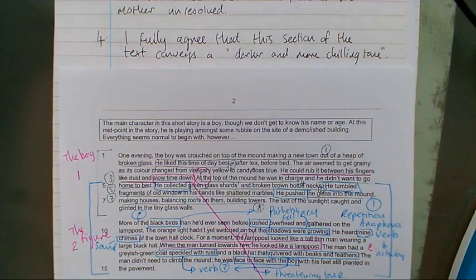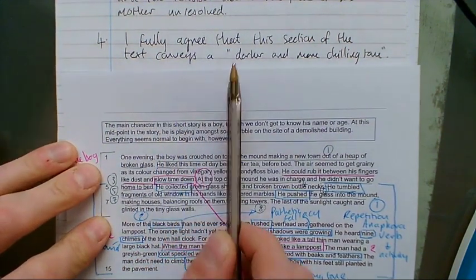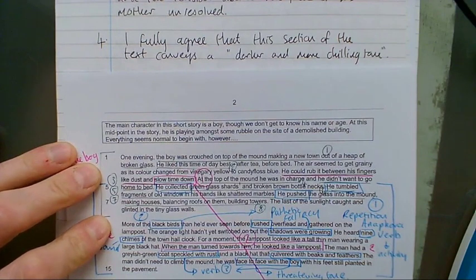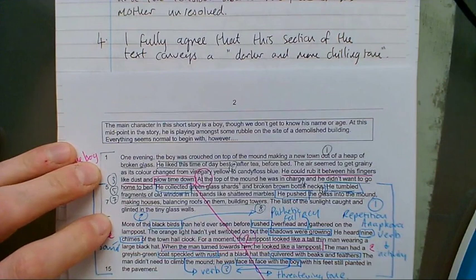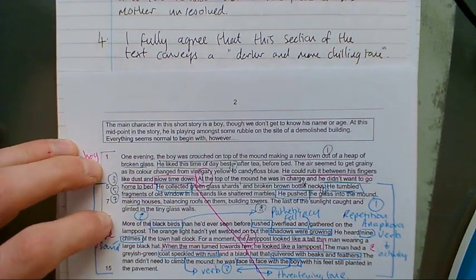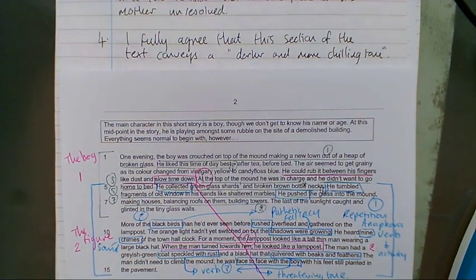First of all, look at the introduction sentence. Seems quite simple, but I guess it's just a way of explaining that I am going to agree with the tone. So the sentence reads, I fully agree that this section of the text conveys a darker and more chilling tone. The points that I listed in my annotation I'm going to use to support this idea. Actually, I'm not going to argue with it in the slightest, because I think it's 100% true in this text that it's darker and more chilling. Okay, and I think that's everything that the writer's trying to achieve.